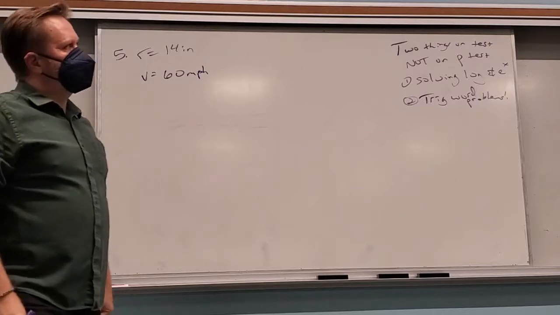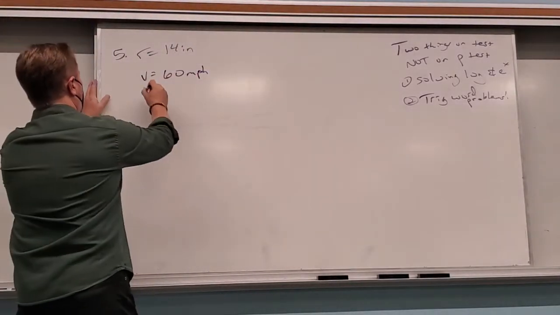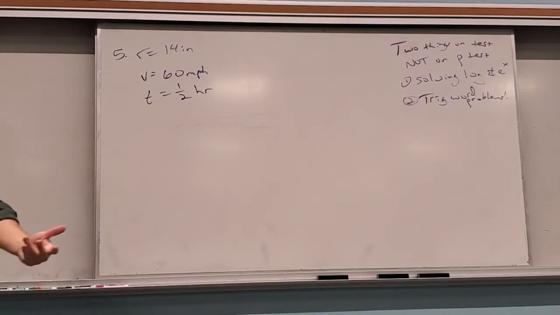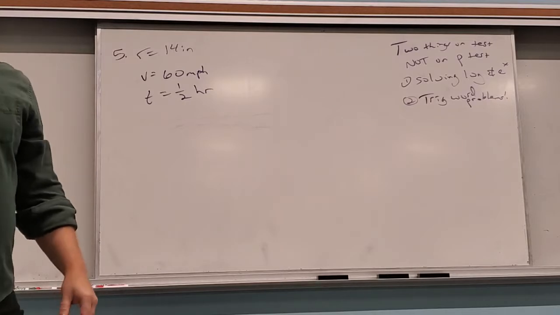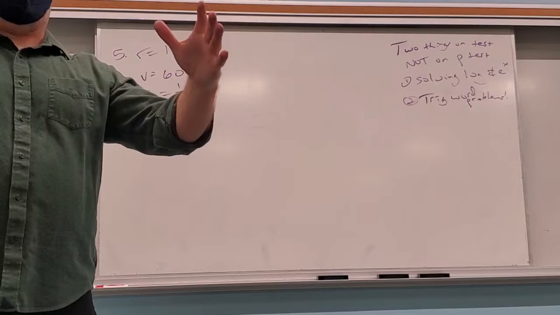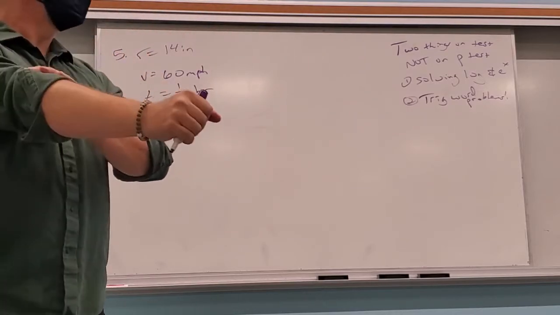And of course, the last thing I tell you is the time, right? I give you the time is half an hour. We just write it like that. Is that cool? It's half an hour. 30 minutes, half an hour. Why do I do that? Because I need units to agree within the problem, or else they don't work together, right? Okay.